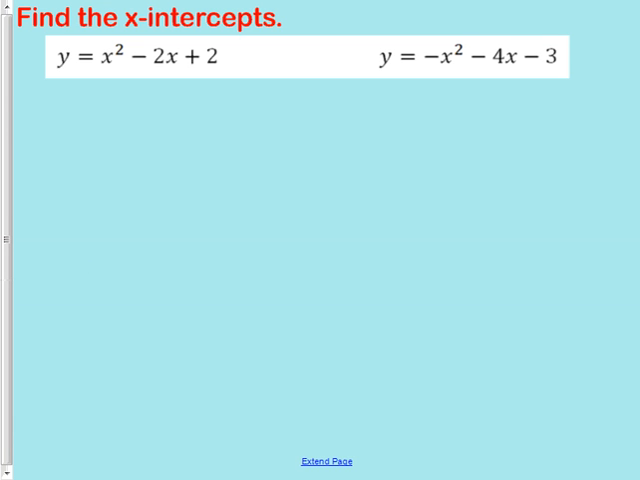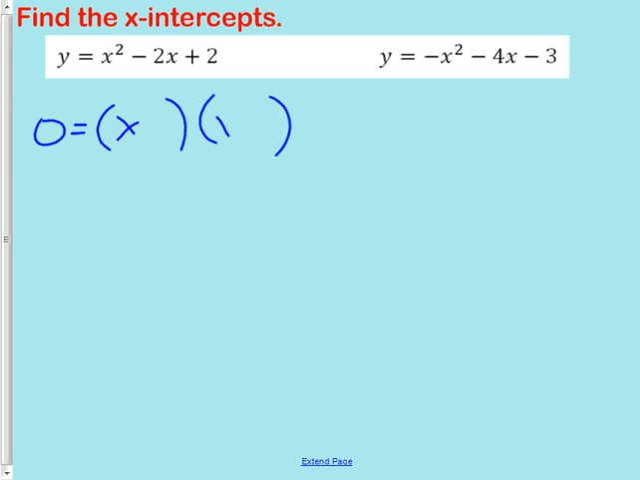Okay, find the x-intercepts. That's the same as find the roots. That's the same as find the zeros. And you need to know that the most important process with quadratics is finding the solutions, of course. The x-intercepts, the zeros, the roots. And what do you do? You start by trying to factor it and then use the zero product property.